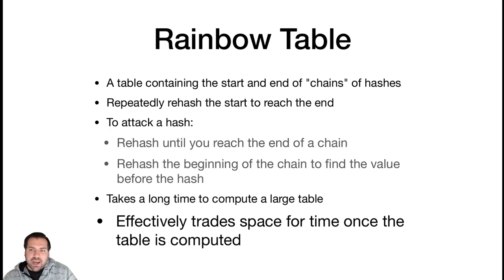Now when you have a hash you want to crack, you hash it, hash it again, hash it again, keep hashing it until it matches one of the end points of a chain. Once it matches one of the end points of a chain, you know which chain this hash belongs to. Go to the start of that chain and keep rehashing that start of the chain until you get the hash you're cracking, and then back up 1 hash. What was the input that got me the hash that I'm cracking? That's your password.